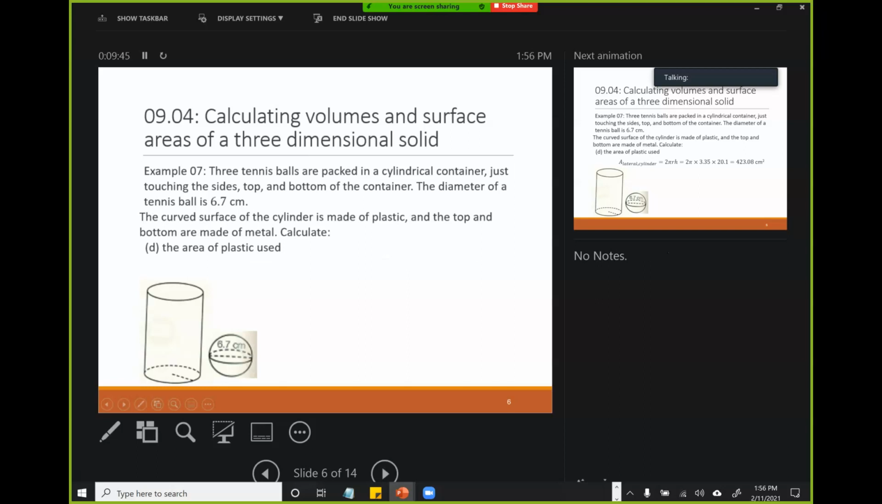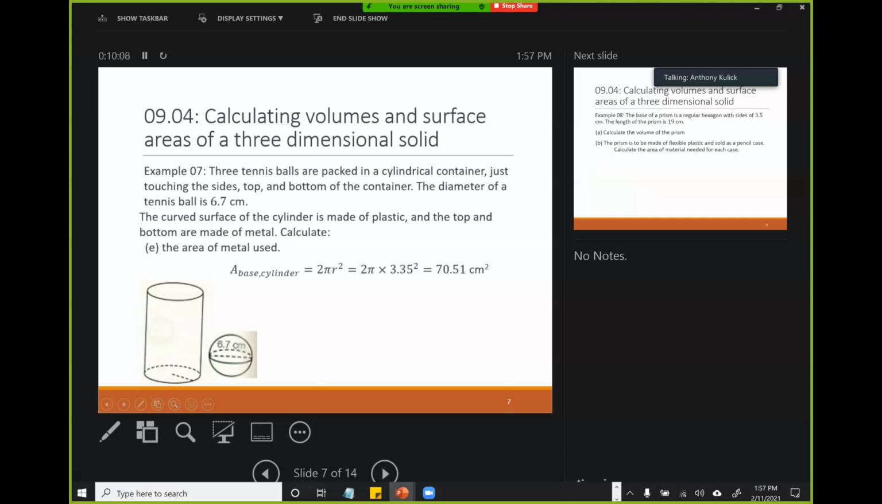And then the area of plastic used, that's just the lateral surface area. So that's the 2 pi r h part from the surface area formula, or the cylinder with no bases. So I fill that in. There's that. And then the metal is just the base, the top and bottom. So that's 2 circles. So 2 pi r squared is that.